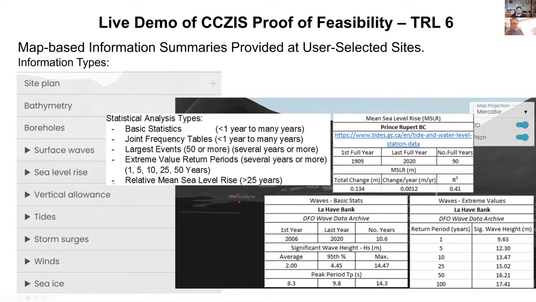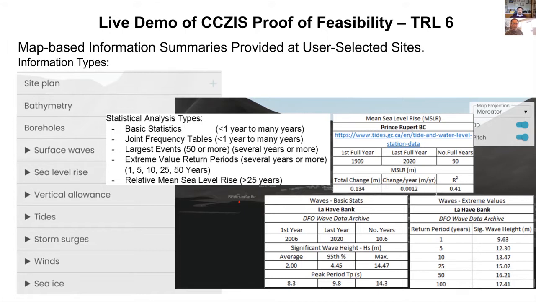Some examples of data that are available through the system are shown here with the statistical analyses types. So we have basic statistics covering one to many years, joint frequency tables covering one to many years, largest events, several years or more, extreme value return periods, for example, for an event returning every 1, 5, 25, 50, and even 100 year return frequencies. We also have relative mean sea level rise for periods greater than 25 years.